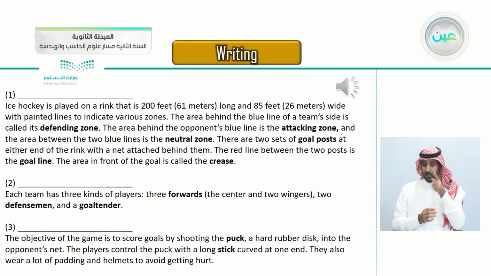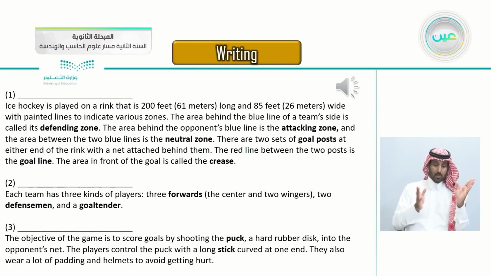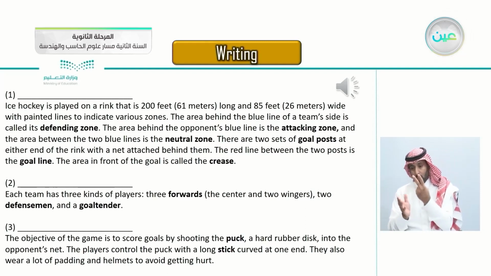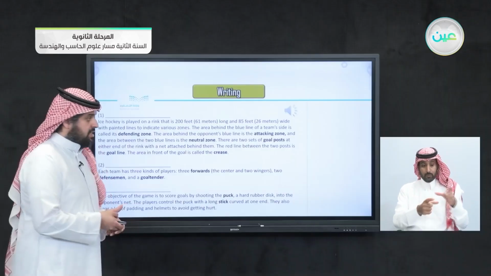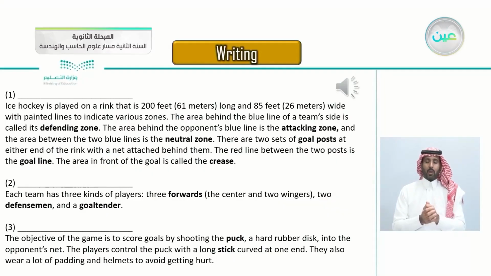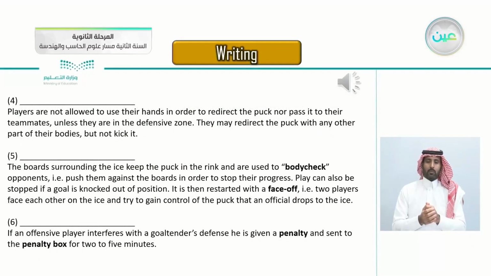So I think you got a lot of information just from these 3 parts of the article. I think the first part is already done, the positions of the players. Number 2, each team has 3 kinds of players, 3 forwards, 2 defensemen, and a goaltender. So I think now we know how many players. The objective of the game is to score goals by shooting the puck. So I think we've answered just from this part of the article many questions that were asked previously. Let's continue the article here, 4, 5, and 6.